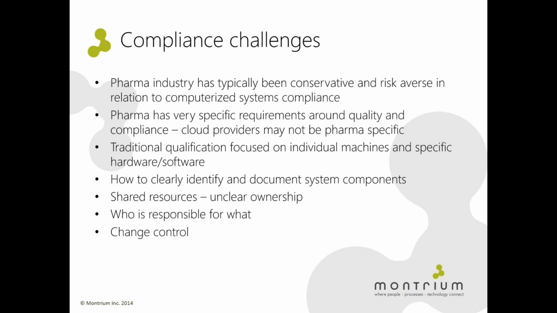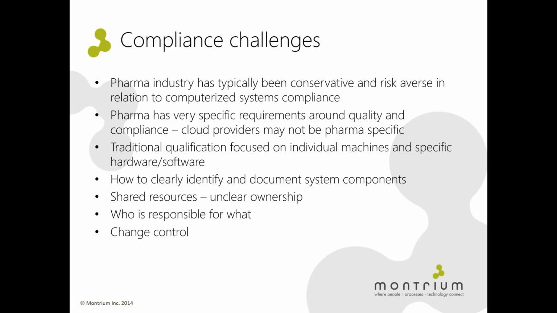Traditional qualification is also focused very much on individual machines and specific hardware and software. We need to be able to clearly identify what is it that we're using to install our applications. And when it comes to cloud, that obviously changes. We have a cloud fabric, which is made up of many, many different hardware components, and we have to be able to take that fabric and demonstrate control and demonstrate that we can properly qualify it. We have to be able to clearly identify and document those system components, and that's really the big challenge here, and that's where we need to have a change in thinking when it comes to cloud.